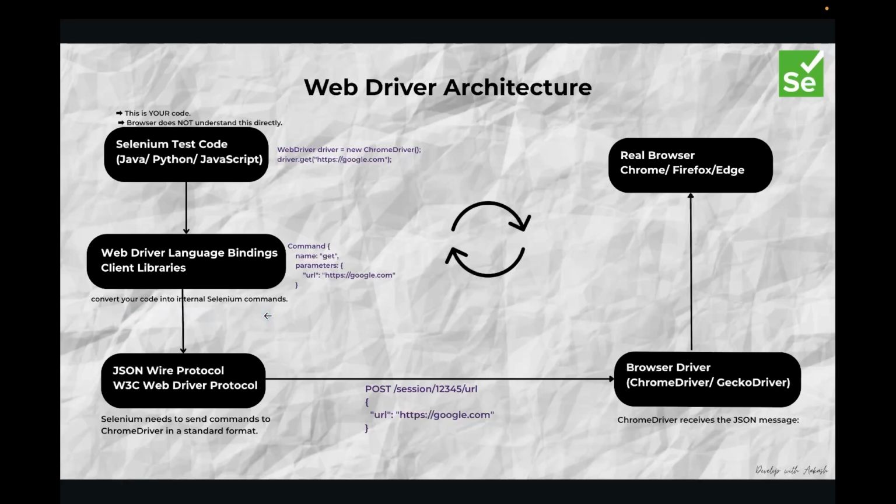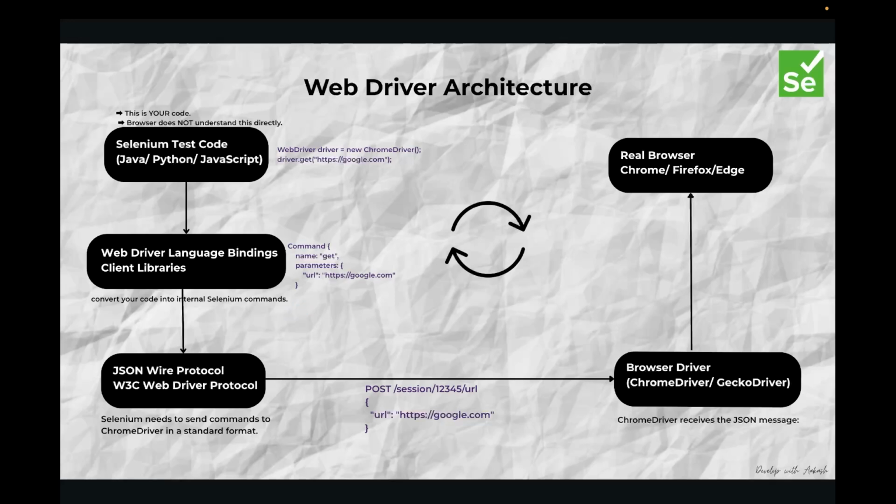Alright. So Selenium can understand a command something like this. You can see this: name get, parameters URL, http google.com. So if you are writing code which looks like this, driver equal to new ChromeDriver and driver.get http google.com, the client libraries or the WebDriver language binding converts this code to this type of code. And this is the second part of the architecture where the conversion is done. So it converts your code into internal Selenium commands. As simple as that, nothing complicated.